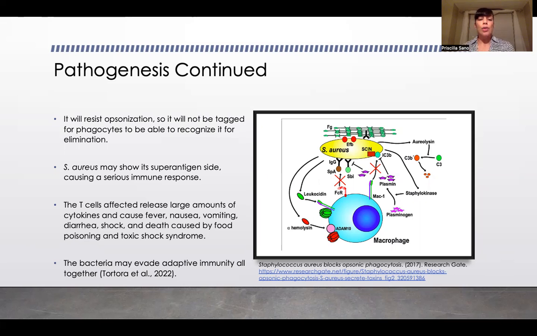S. aureus may show its superantigen side, causing a serious immune response. The T cells affected will release large amounts of cytokines, and that causes many things such as fever, nausea, vomiting, diarrhea, shock, and death can actually occur, and that's caused by food poisoning and toxic shock syndrome. The bacteria may also evade adaptive immunity altogether.